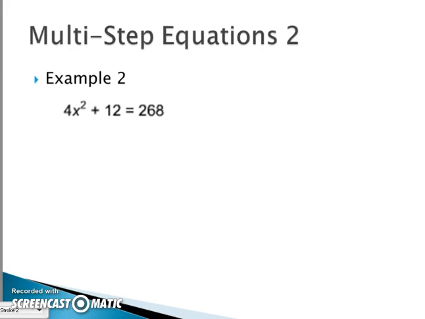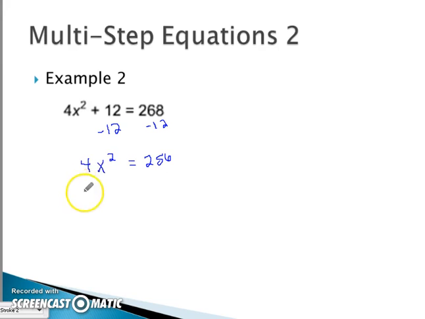One more example. This one is a multi-step equation, but your goal is still to get that x squared term by itself. So you want to work backwards to get that term by itself. First, if we subtract 12, you end up with 4 times x squared equaling 256.